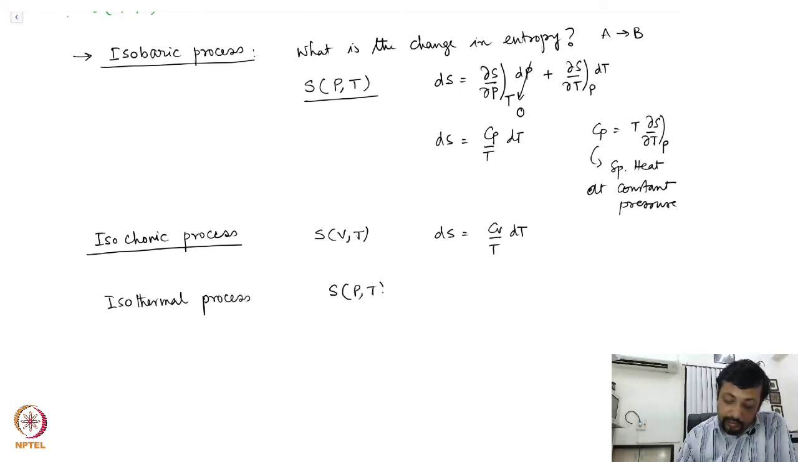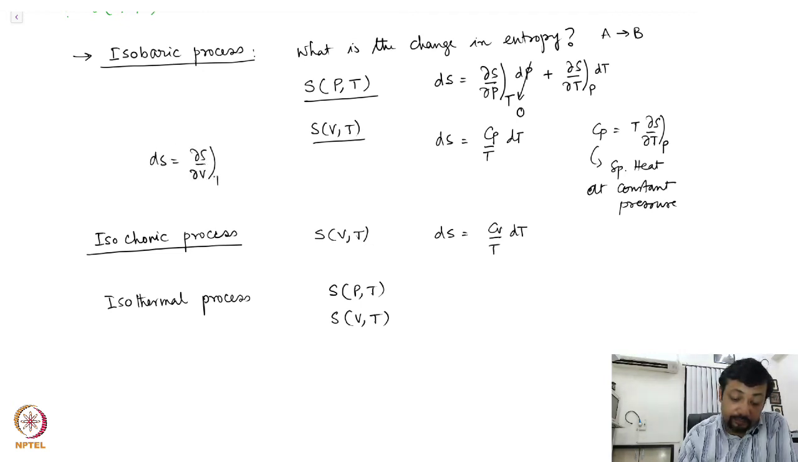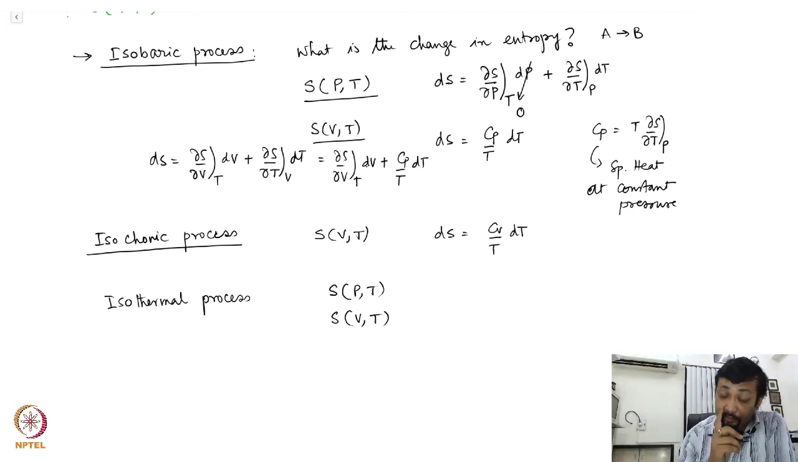So you can take S either as a function of P and T or V and T. But here you have to note that in the isobaric process, if you take S as a function of V and T, then your dS is del S del V, temperature constant, dV plus del S del T, volume constant, dT. This is equal to del S del V, temperature constant, dV plus Cp by T dT. Please note that your dV is non-zero because your pressure is held constant but not the volume, and you have to somehow manipulate this derivative. We will do it later on once we have introduced Maxwell's relations and so on and so forth.